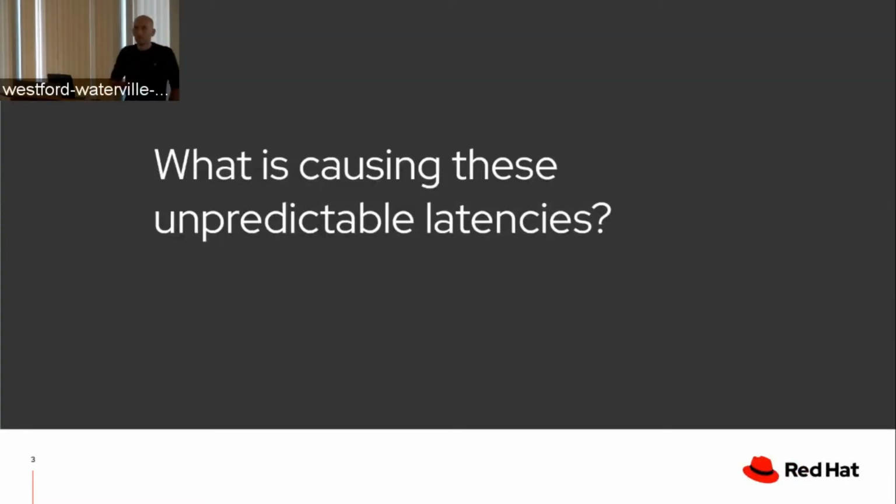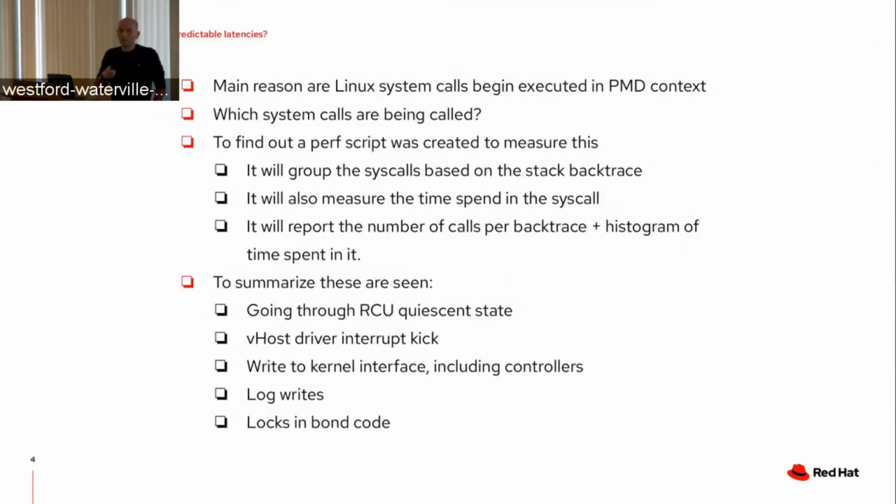But in general, what is causing this unpredictability in the latency? What I've seen is that the main reason for this unpredictability is the Linux system calls, because the kernel goes off, does some stuff, and then comes back. But in the meantime, the PMD threads are not able to do any of the data processing, so you have a stall there. So I wrote a small script based on perf output that will give us some data based on the syscalls. How long are they taking? It does this based on the backtrace, so you can actually see which part of the code is causing the delay. So that's what I have.